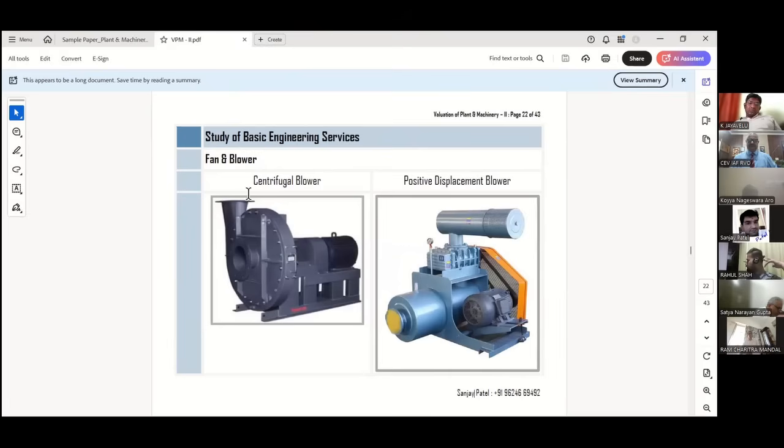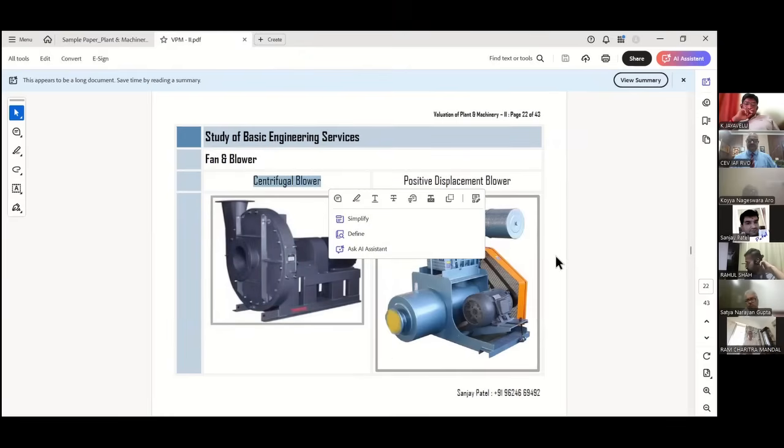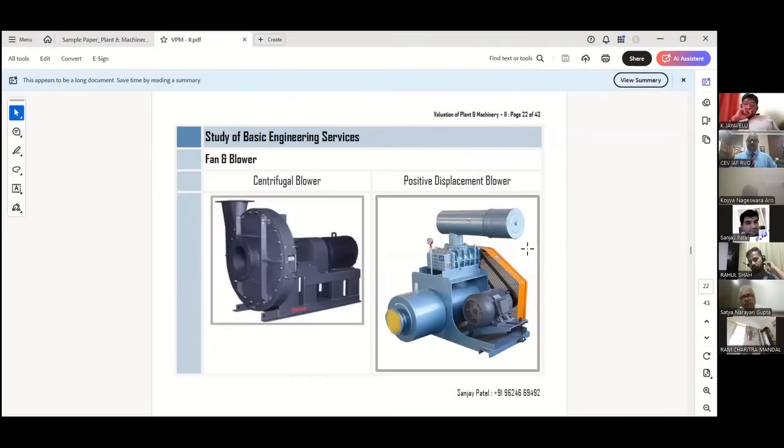Okay, so centrifugal blowers: when you find a blower with a circular disc on one side, it is always a centrifugal blower. When you find a cylinder-type structure over the blower, it will always be a positive displacement type of blower. So by visualization, if we have a little bit of knowledge about the structure, we can identify the types of blowers. Many times we are finding insufficient data.